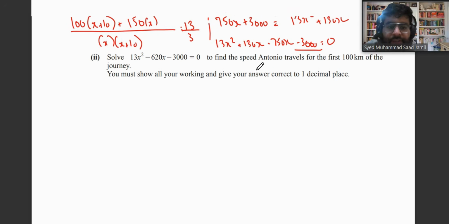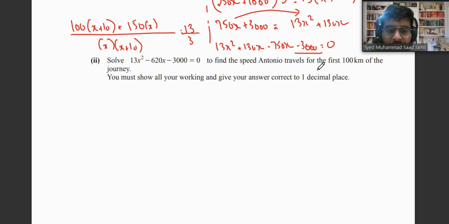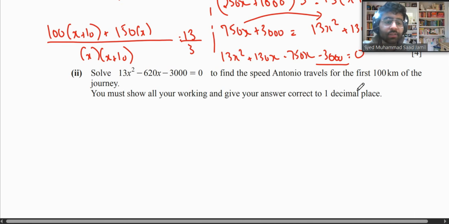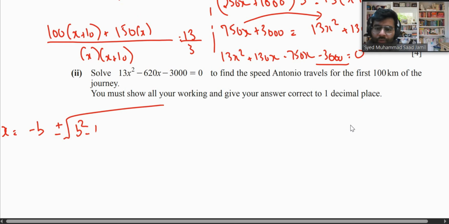Next question says to find the speed Antonio travels for the first 100 kilometers of the journey, you must show all your working. So look guys, in this question you just have to do breaking of the middle term but it says using decimal. My hair looks awfully awful. Since it says using decimal, we know we have to use the formula. So x is equals to minus b plus minus under root b square minus 4ac upon 2a.